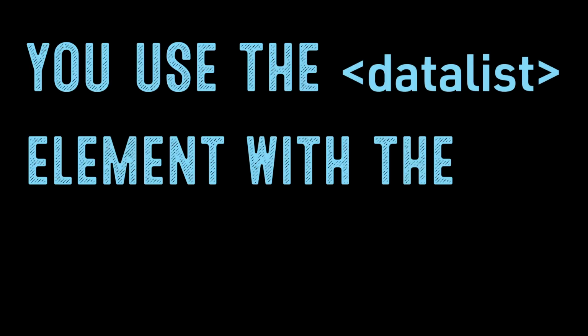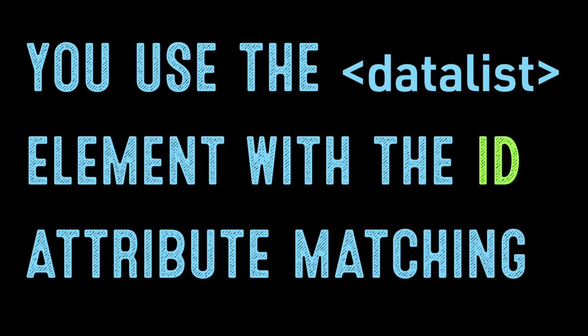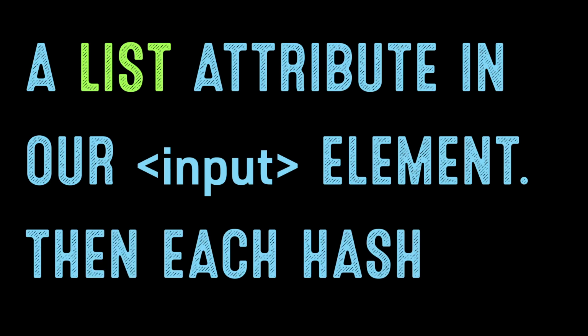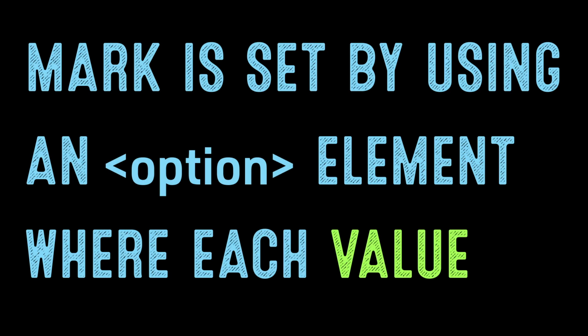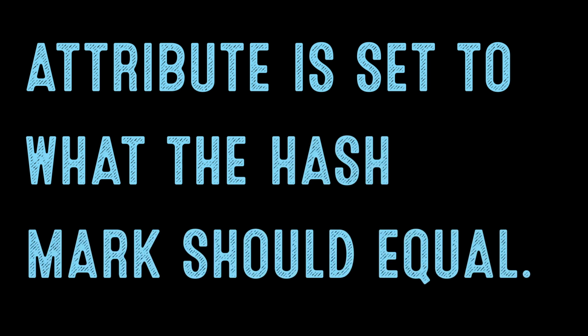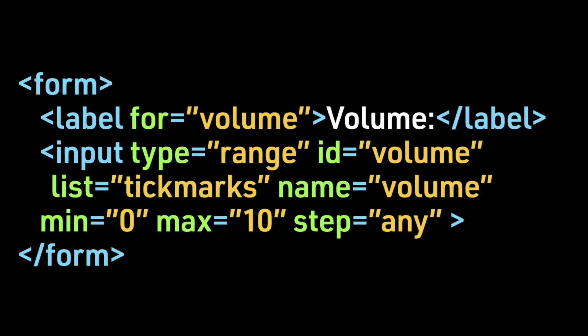You use the datalist element with the ID attribute matching a list attribute in our input element. Then each hash mark is set by using an option element where each value attribute is set to what the hash mark should equal. Our code for the form is the same here again, except for the addition of a list attribute with the value of tick marks. Here's the form code again. We have added a list attribute set to tick marks.